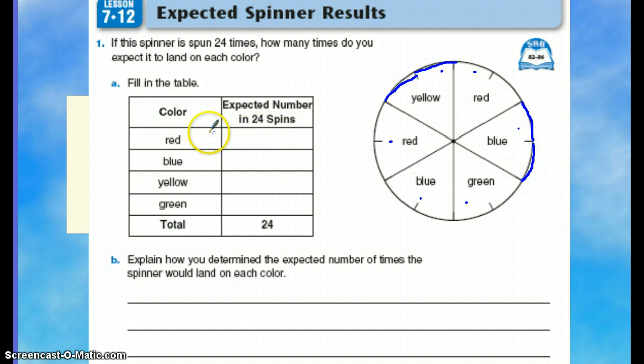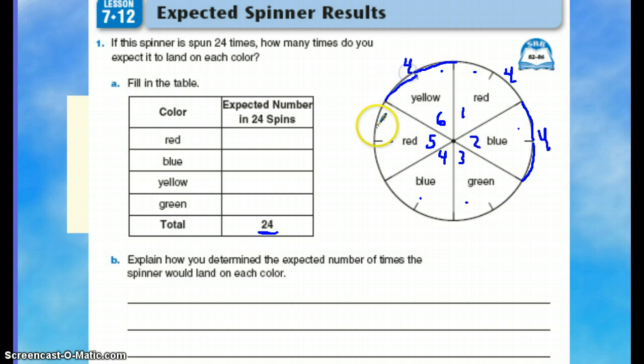Okay, then I would look at red, blue, yellow, green. There is a total of 1, 2, 3, 4, 5, 6 similar pie pieces. If my total needs to be 24, then I need to figure out what each one of these pie pieces is worth. Well, 6 into 24 is 4, because 4 times 6 is 24. So each one of these would be worth the number 4.